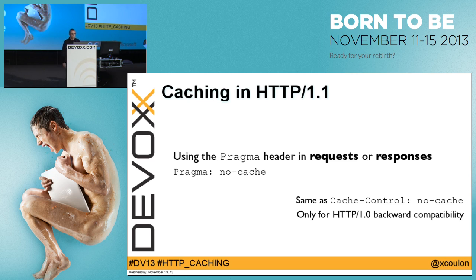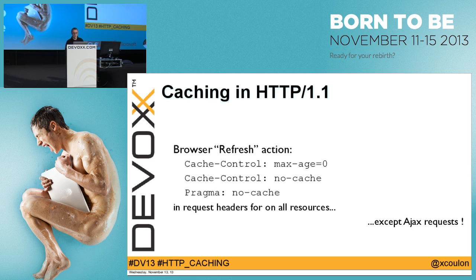There is also the old Pragma header, which can be used in requests and responses. So there is Pragma no-cache. It's basically the same as the Cache-Control no-cache header, but it's only used for HTTP 1.0 backward compatibility. So for example, if your user agent is going to hit an old HTTP 1.0 web server.